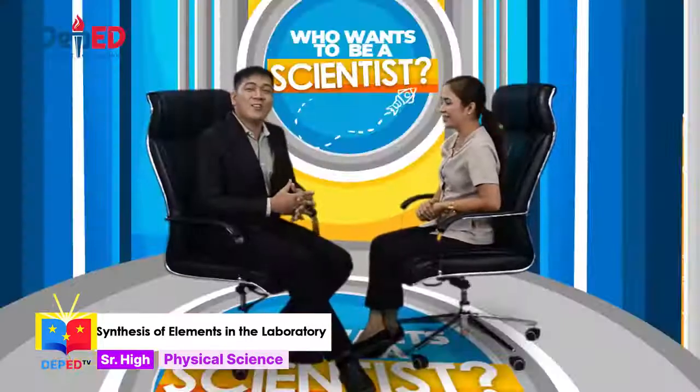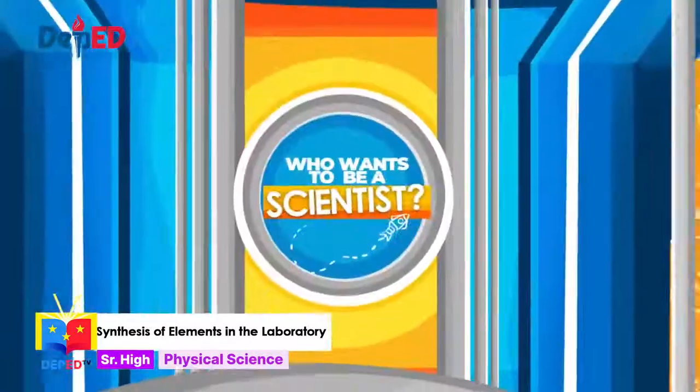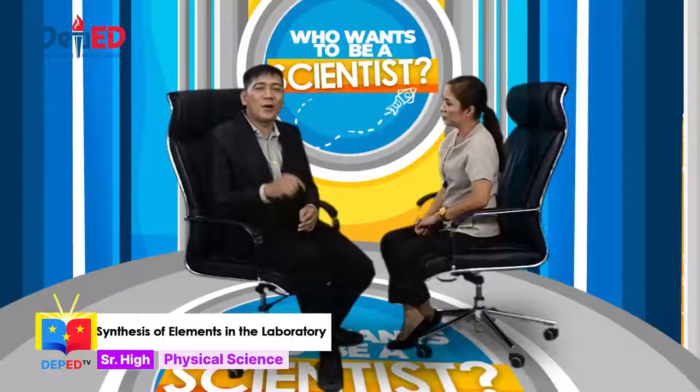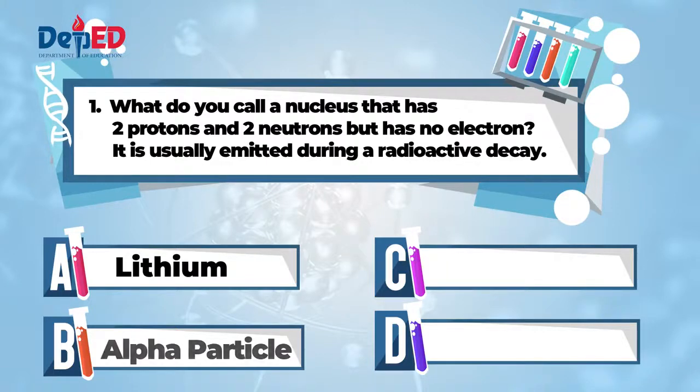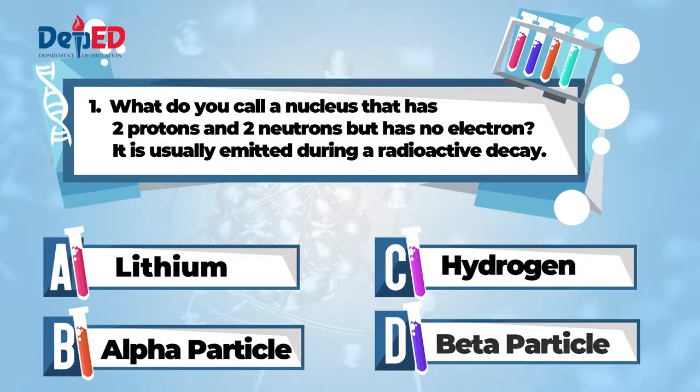If you're ready, let's start with the very first question. Question number 1. What do you call a nucleus that has 2 protons and 2 neutrons but has no electrons? It is usually emitted during a radioactive decay. A. Lithium. B. Alpha particle. C. Hydrogen. Or D. Beta particle.